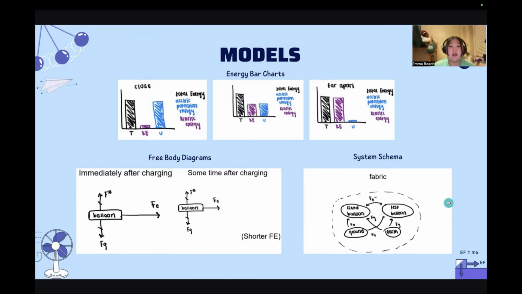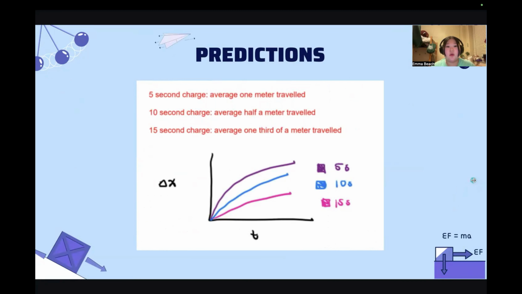So here are our models. We have the energy bar charts up here, and then here's our free body diagram and the system schema. Our predictions: we predicted that the 5-second charge would travel the farthest, while the 15-second charge would not travel as far. So we show that here.